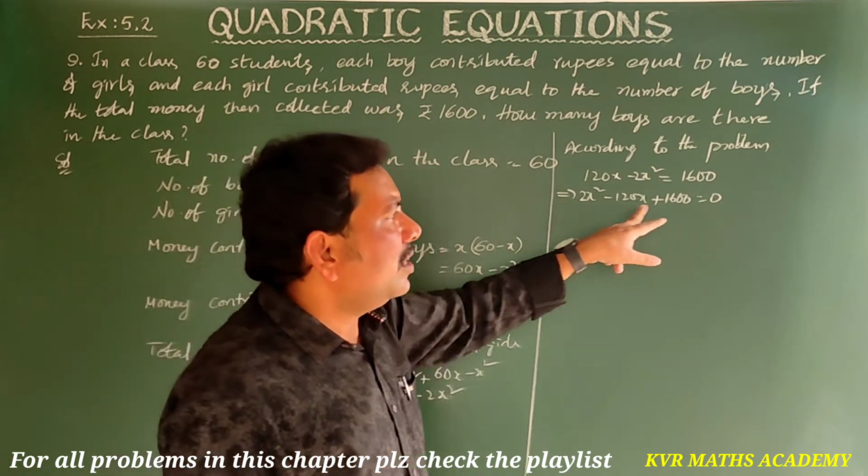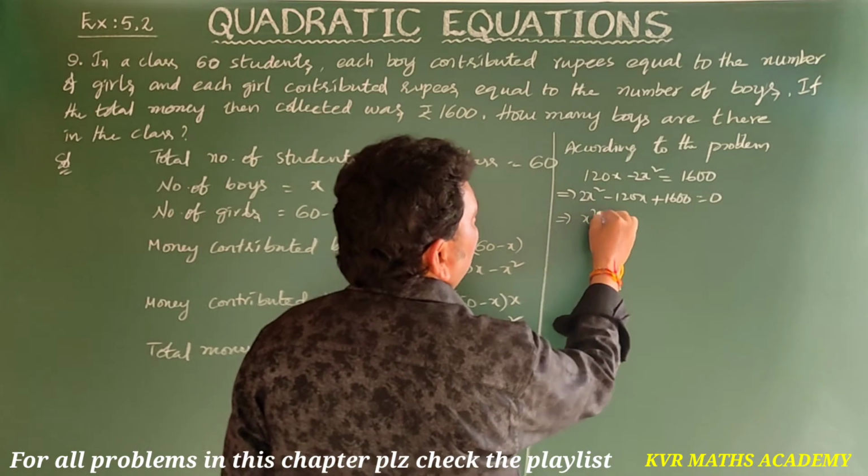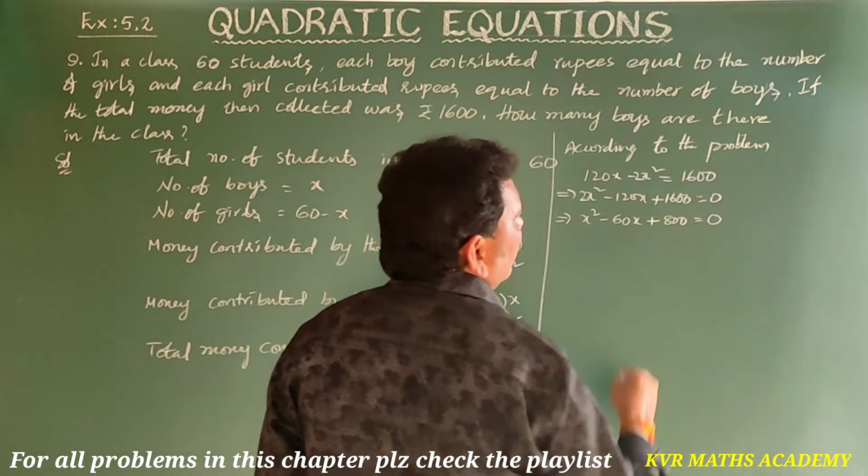Among these three terms, none get cancelled. So divide with 2 on both sides. So this will become x square minus 60x plus 800 is equal to 0.